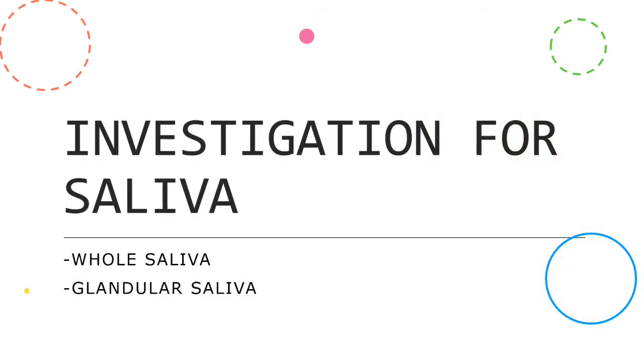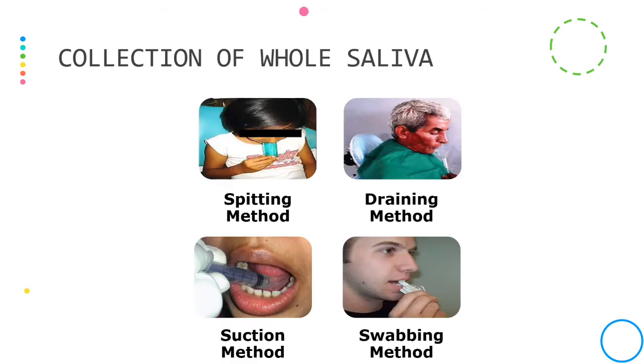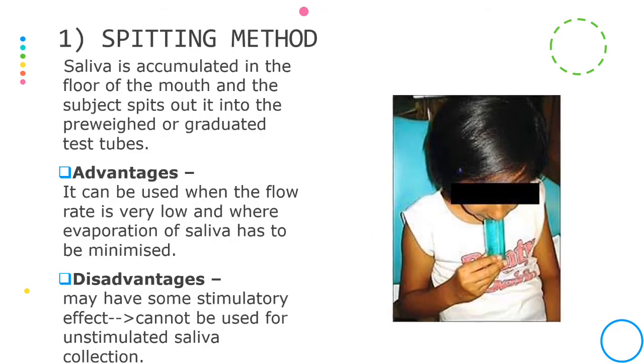Now, moving on to investigation for saliva. Saliva can be collected as a whole saliva or glandular saliva. Let's start with collection of whole saliva. Whole saliva can be collected in different forms, be it resting or unstimulated whole saliva, or in another form as stimulated whole saliva. The first and common way of collecting whole saliva is by the spitting method.